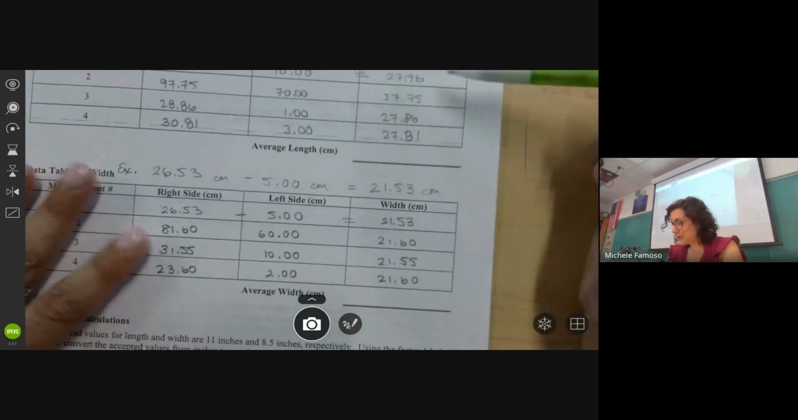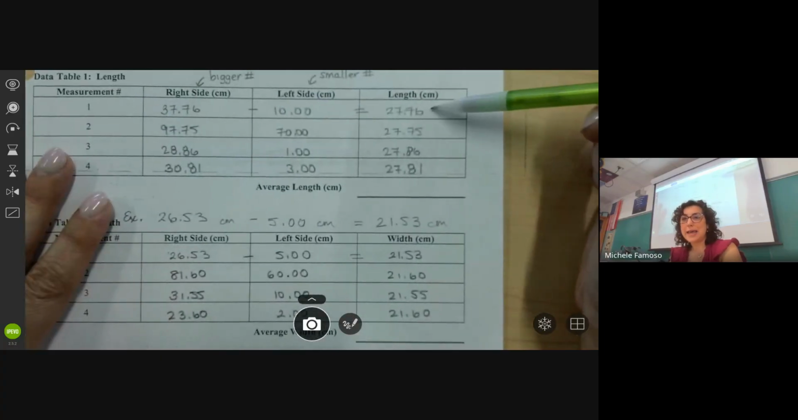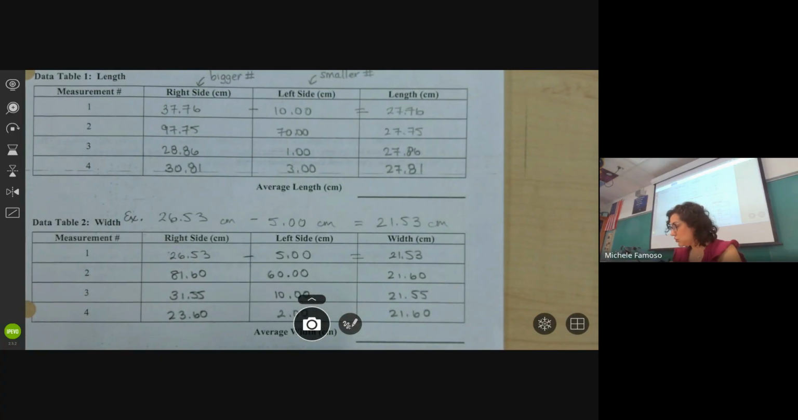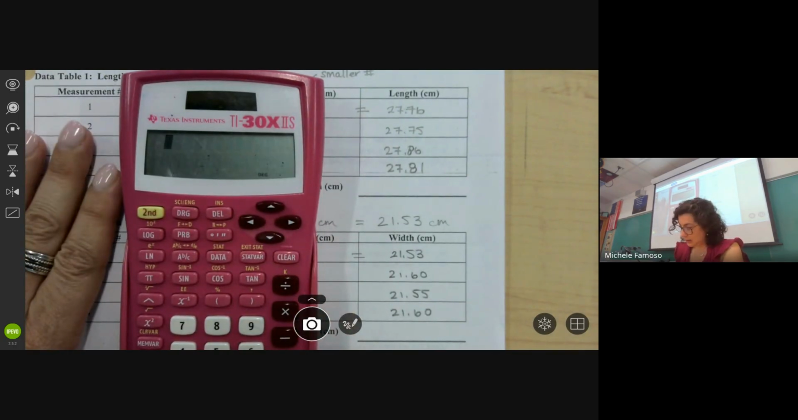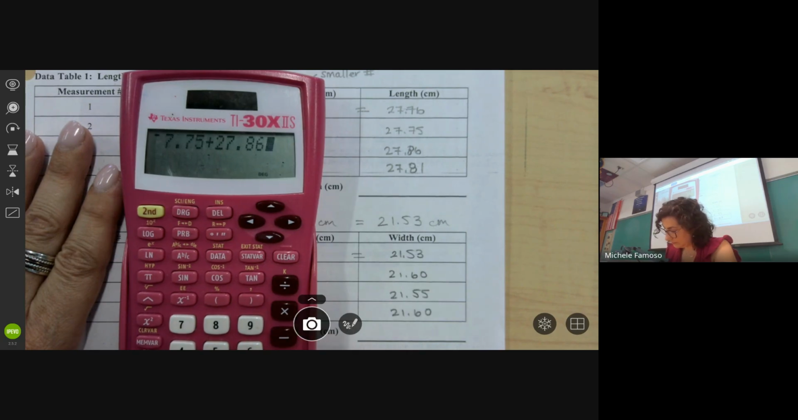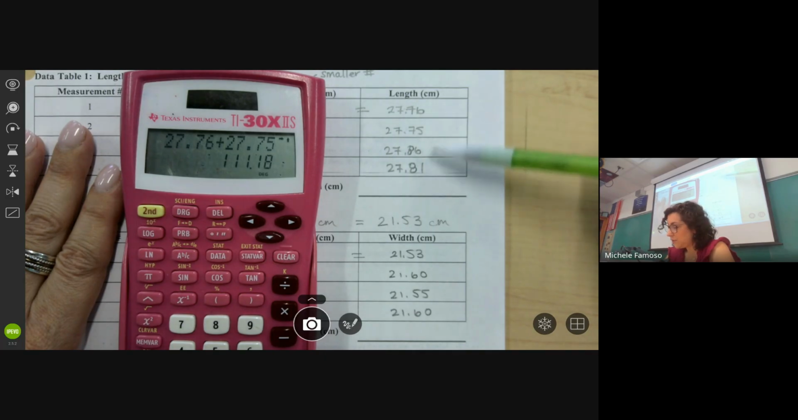All right, here's what we're going to do. First thing I want you to do is add your 4 lengths together. Just straight addition. Get an answer. Okay, that is the answer of these 4 numbers added up. Now, what do you do with that sum to get the average?